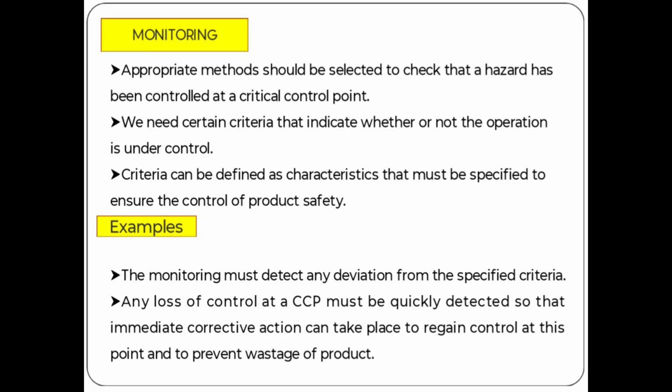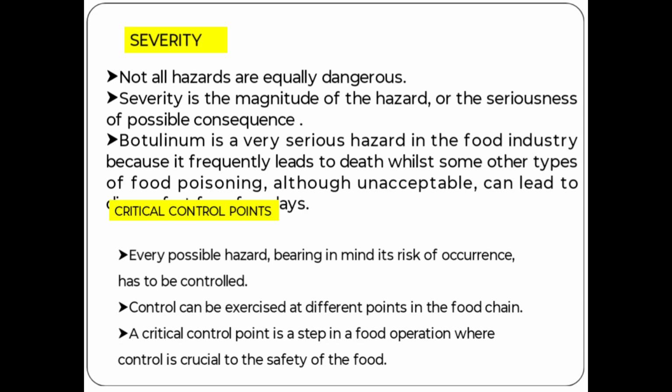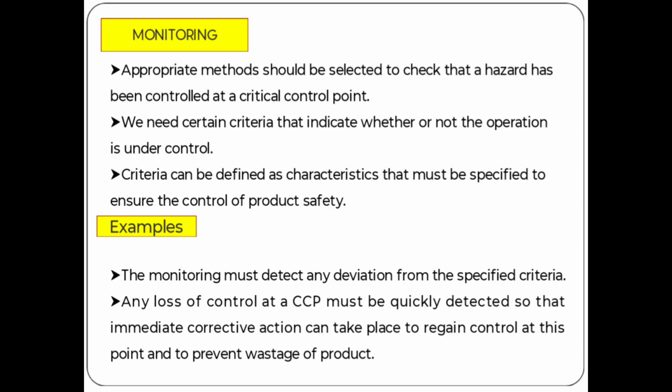Critical control points. Every possible hazard, bearing in mind its risk of occurrence, has to be controlled. Control can be exercised at different points in the food chain. A critical control point is a step in a food operation where control is crucial to the safety of the food.